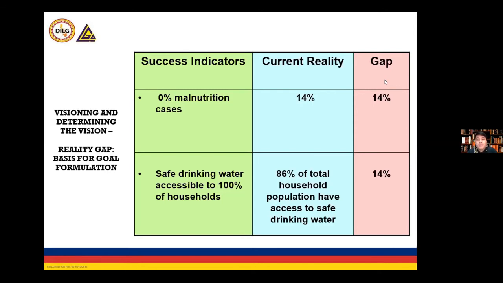Okay? Another example, safe drinking water accessible to 100% of households. Okay? Ibig sabihin niyan, dapat lahat ng bahay ay merong access, no, sa potable water. So, but our current reality right now is 86% pa lang ang merong access sa potable drinking water or safe drinking water. So, if your success indicator is 100%, subtract 86%, you have 14%. That is your gap. Okay? So, ganun lang po kasimple. Subtraction lang po tayo.